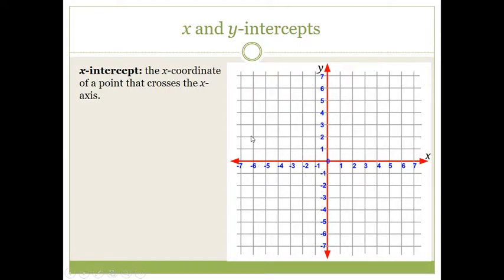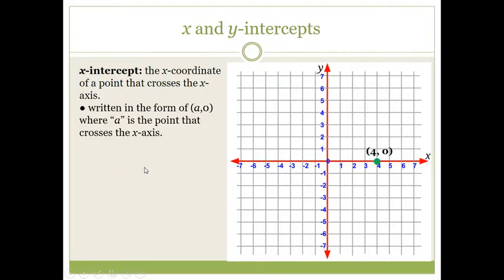Let's talk a little bit about x and y intercepts. The x-intercept, that you've been hearing me use that word in previous slides, is the point where the line crosses the x-axis, which is the horizontal axis here, the horizontal number line.